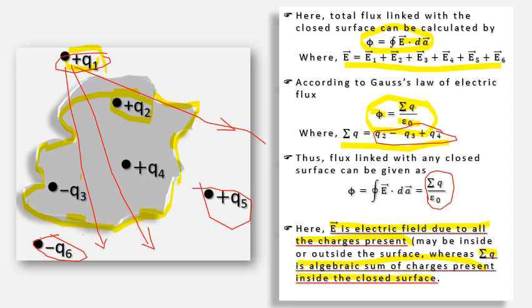If you are going by the integration method, then obviously you will have to consider all the charges, maybe inside or outside the surface. So that is Gauss's law for electric flux.